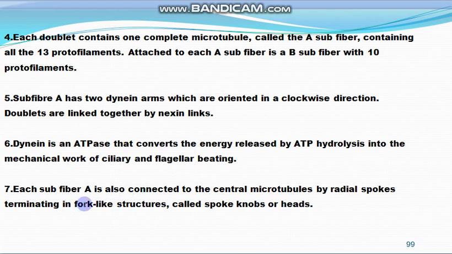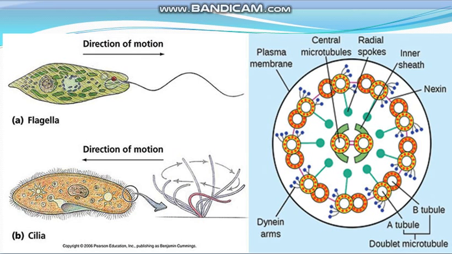And each subfiber A is also connected to the central microtubules by radial spokes, as you have studied in centrioles, terminating in a fork-like structure called spoke knobs or the head. So this is the structure of the cilia or the flagella. In this diagram you see the direction of the motion. In this direction it moves in case of flagellum, and the direction of motion in case of cilia is like this. So this diagram shows the movement.